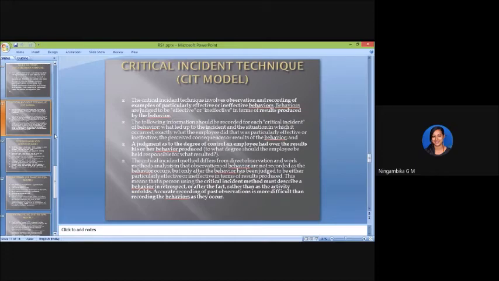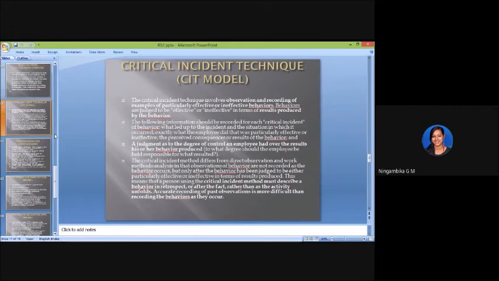The critical incident method differs from direct observation and work method analysis in that observations of behavior are not recorded as the behavior occurs, but only after the behavior has been judged to be either particularly effective or ineffective in terms of the results. Whatever result is attained from the behavior, they can judge based on whether effective work has been done or not. So this is all about the critical incident technique. To summarize, the critical incident technique involves observation and recording of examples of particularly effective or ineffective behavior. Effective behavior leads to effective results, which can be analyzed in this model.